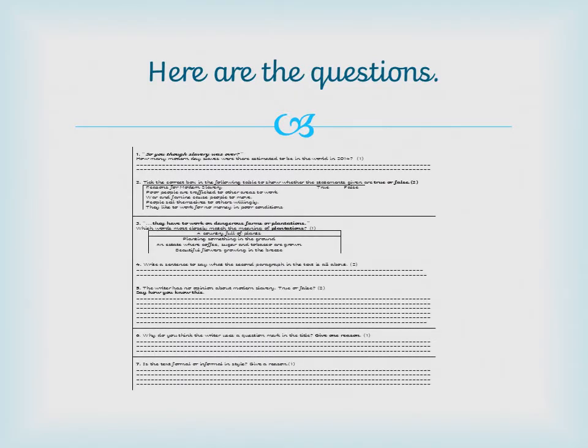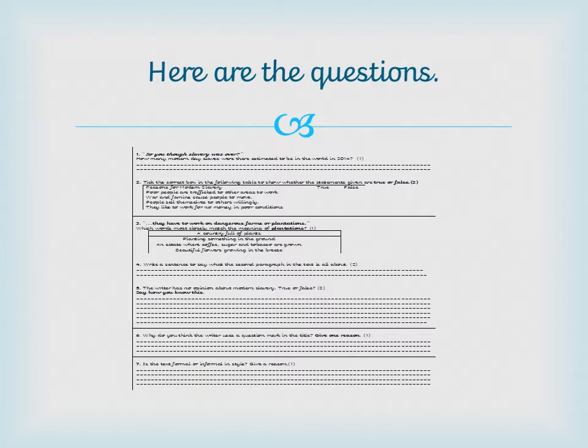Okay, let's go. So here are the questions. Let's go through them quickly. Quick reads. How many modern slaves were estimated to be in the world in 2014? Number one. Two, which of those statements are true or false? Tick them. Number three, which words matches the word plantations as a definition?